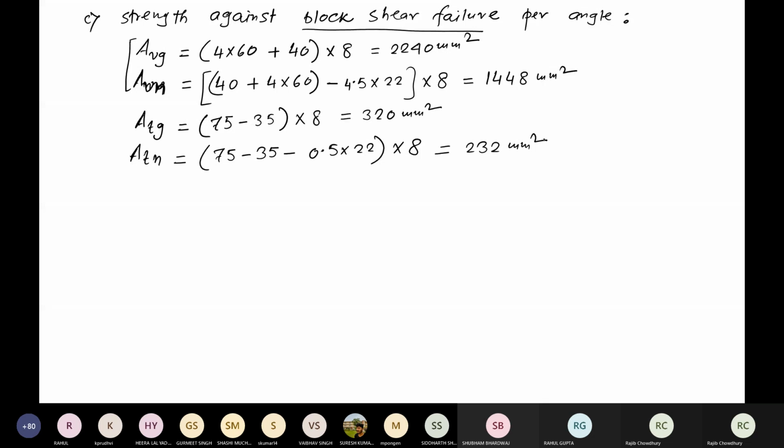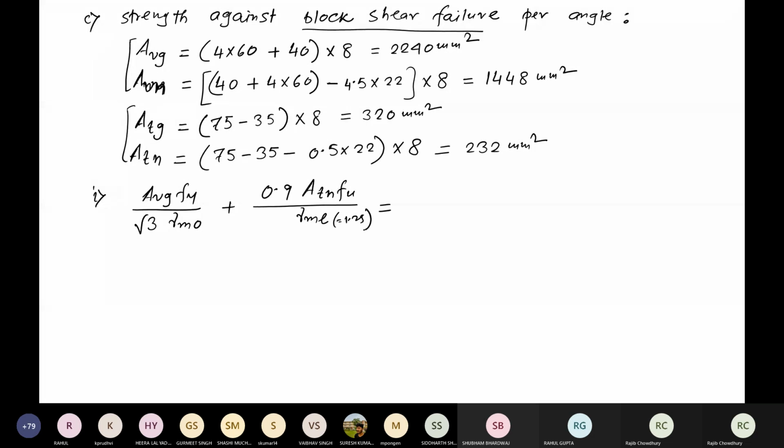So now I will be employing two formulas. One formula is Avg multiplied by Fy divided by square root of 3 times gamma m0, plus 0.9 times Atn Fu divided by gamma m1. Gamma m1 is 1.25. So this becomes 362.41 kilonewton.